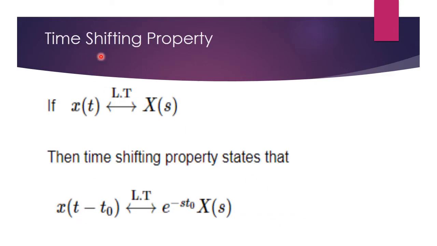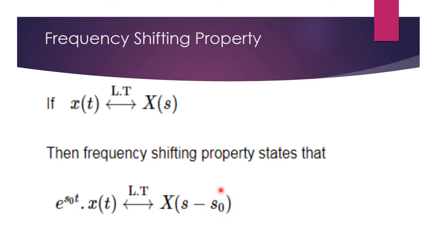Next property is time shifting property. Here we will be shifting the time in the time domain. So this is the time domain and this is the frequency domain. If x of t has Laplace transform X of s, then according to time shifting property, x of t minus t naught, on taking Laplace transform, gives e power minus s t naught into capital X of s.